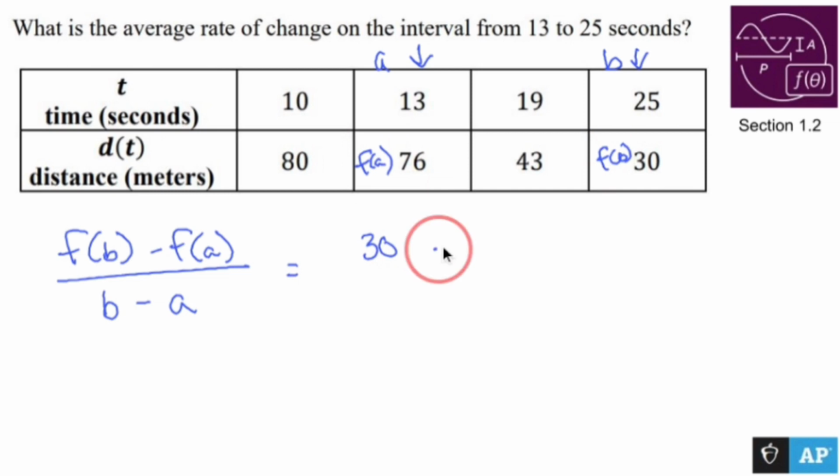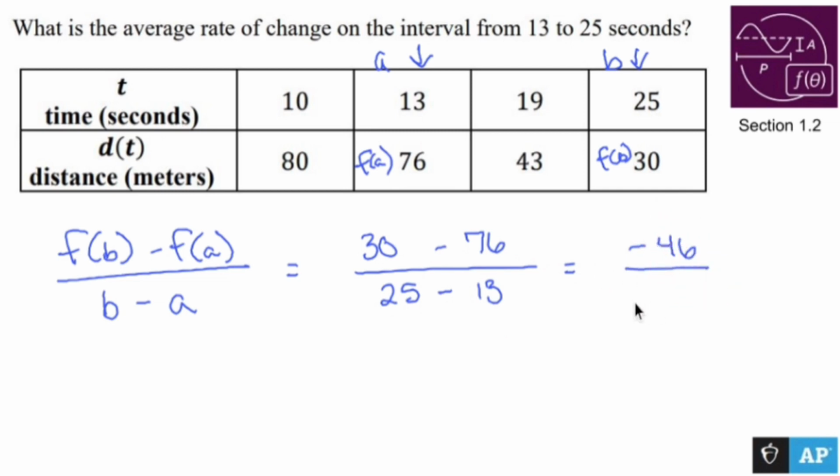30 minus 76, f of B minus f of A, over B, 25, minus A, 13. What was that, negative 46 over 12? Let's see, you could divide the top and the bottom by 2. And that's just about it. So, nothing fancy here, just good old plugging stuff in, and that's that. You're done. Easy peasy.